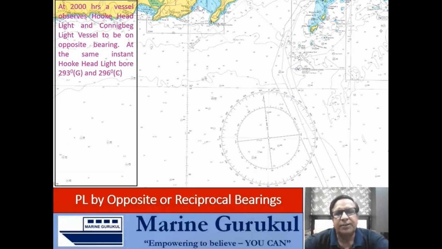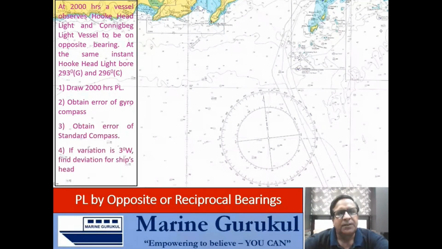At the same instant, Hook Head Light bore 293 degrees gyro and 296 degrees compass. Draw 2000 hours PL. Obtain the error of the gyro compass. Obtain the error of the standard compass. If the variation is 3 degrees west, find the deviation for the ship's head at that time.